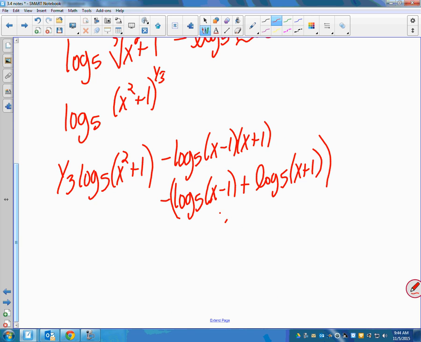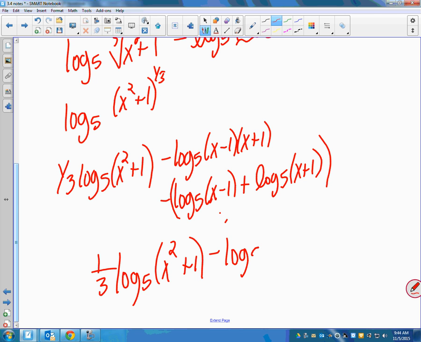So what I've seen before show up is questions that look like this. Right? So they would write it as log 5 of x squared plus 1 minus log 5 of x minus 1 minus log 5 of x plus 1. And people kind of freak out about the minus minus, but it just means they're both on the bottom, right? It just means that they're dividing by two things that are multiplied together.